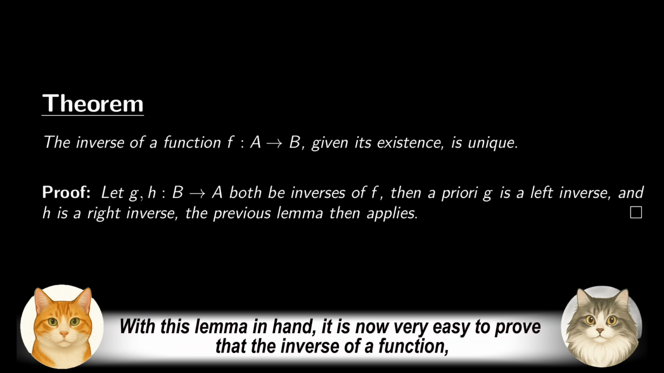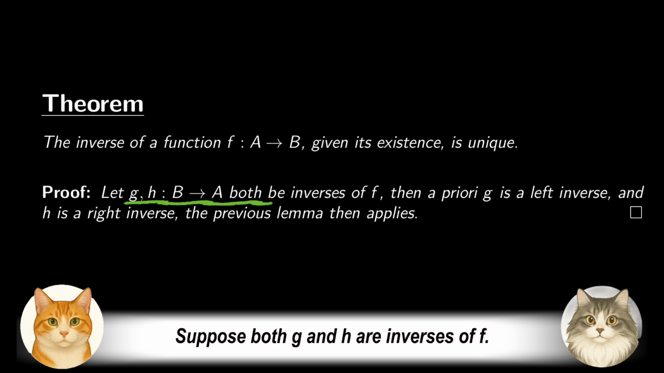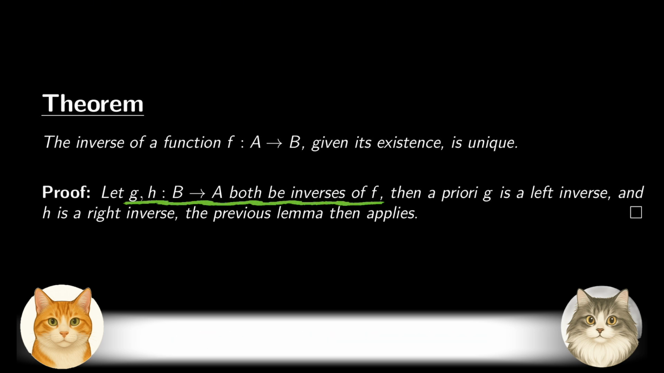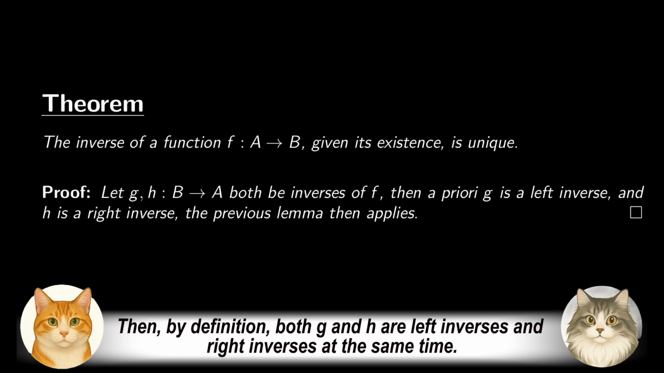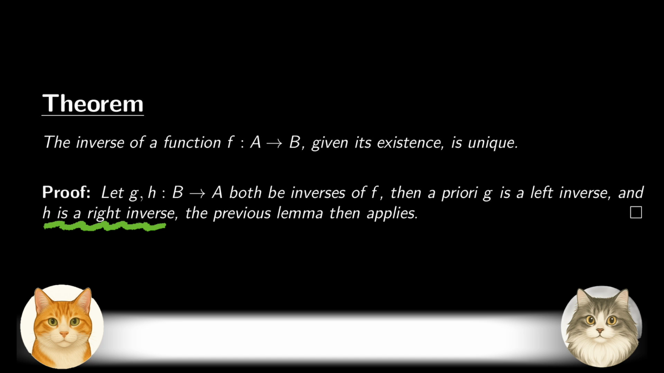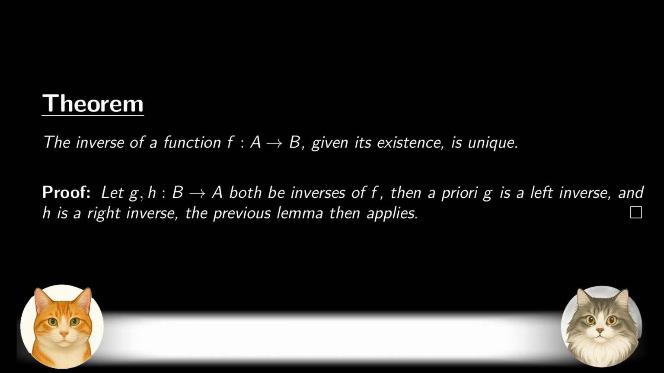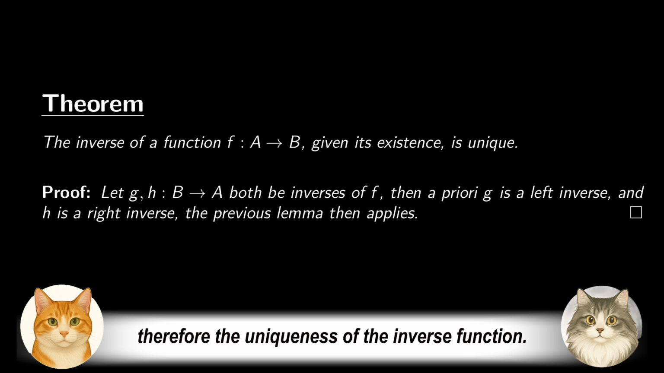With this lemma in hand, it is now very easy to prove that the inverse of a function, if it exists, must be unique. Suppose both g and h are inverses of f. Then by definition, both g and h are left inverses and right inverses at the same time. In particular, since g is a left inverse and h is a right inverse, applying the previous lemma shows that g and h must be the same function, therefore the uniqueness of the inverse function.